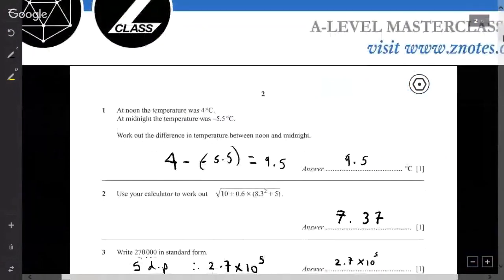So question 1, pretty simple. At noon, the temperature was 4. At midnight, the temperature was minus 5.5. Work out the difference in temperature between noon and night. So that's basically 4 minus minus 5.5, which is 9.5. Easy. Question 2, use your calculator, nice and simple, to work this out. So basically just type this all into your calculator and you'll get the answer.